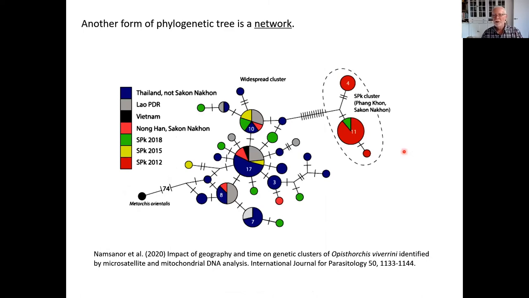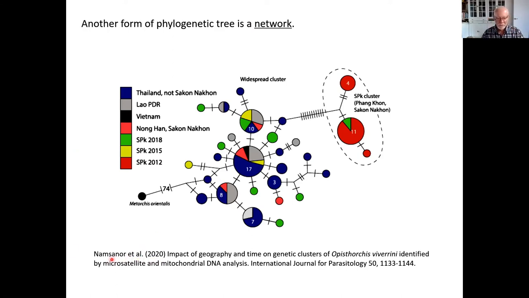And here is another phylogenetic tree. This is another way in which the tree can be drawn. This is called a network. So it looks quite a lot different from the previous trees, but really it's the same kind of thing. This phylogenetic tree or this network I will show again on a much later slide, but for the moment I will explain it briefly.